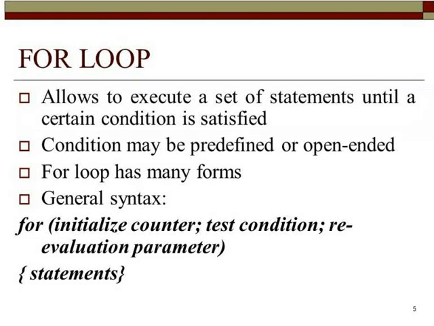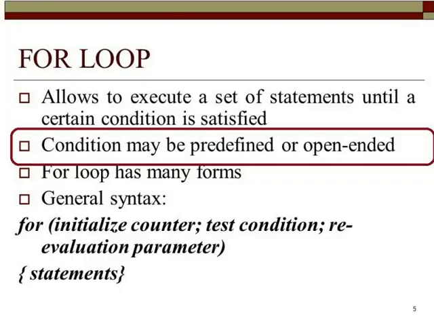So, the for loop, we will see, allows us to execute a set of statements until a certain condition is satisfied. Here again you have a certain condition, and based on its validity, whether it is true or false, the set of statements are executed. The condition can be predefined, either we ourselves define the condition before the starting of the loop, or based on the execution of the loop the condition can define itself, it can be open ended.